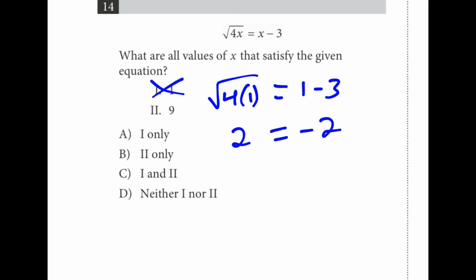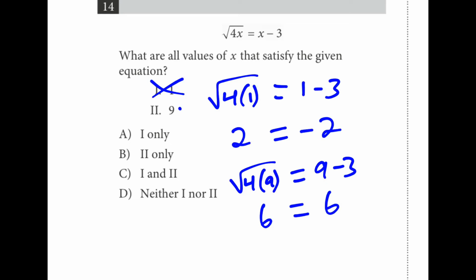What about the second one? Well, the square root of 4 times 9 is the square root of 36, which is 6. And on the right, it's 6. So that one checks out. The answer is B, number 2 only. Just plug it in, go from there.